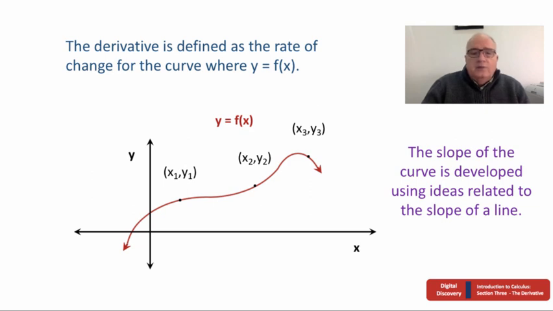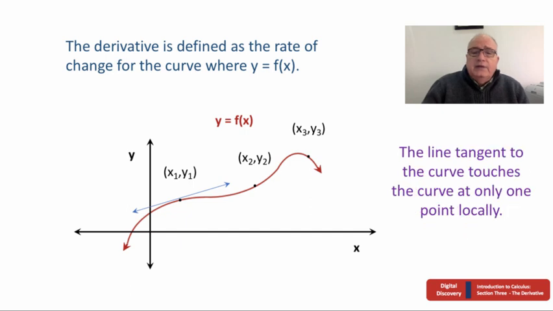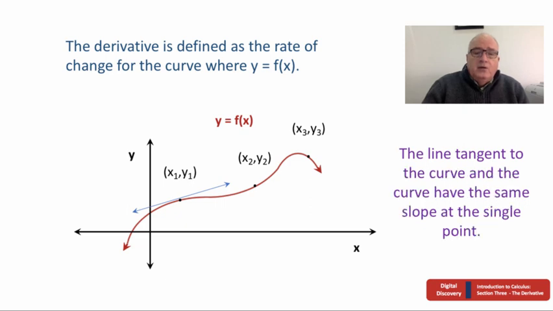In order to find the slope of a curve, we're going to use ideas relating to the slope of a line. We use a line in calculus which is said to be tangent to the curve. That means in the local region, it only meets the curve at one point. The concept is that if this line goes through this point and is tangent to the curve, then at that point the curve and the line have the same slope. And if we can find the slope of the line tangent to the curve at that given point, then we can find the slope of the curve at that given point. Notice that tangent means it touches the curve at only one point in that local region.